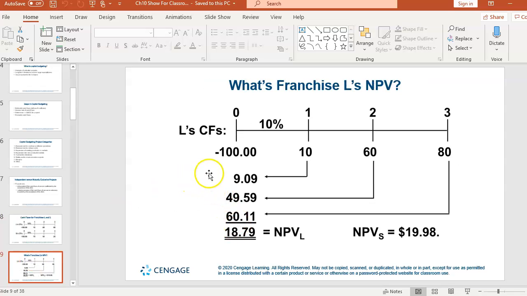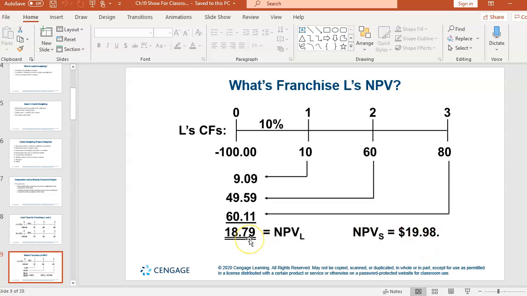So what is the NPV, the net present value? So think of the words net and then present value. So what I'm doing is I'm taking the present value of future cash flows. So 10 at 1 year at 10% is 9.09. 62 years at 10% is 49.59. 80 at 3 years at 10% is 60.11. And I net those against the initial cost, and it's positive. It's 18.79 for L and 19.98 for S.